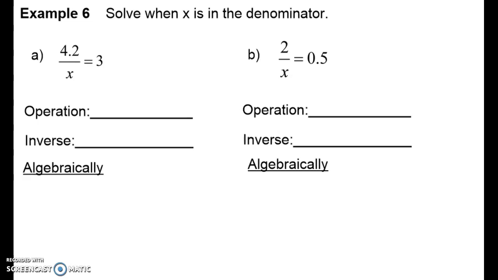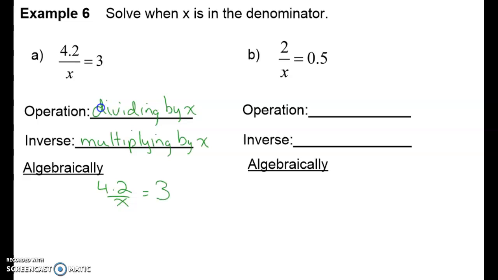For this example, we're figuring out what to do whenever x is in the denominator of a fraction. For part A, we have 4.2 divided by x equals 3. So the operation that's going on here is that we're dividing by x. The inverse of dividing by x is multiplying by x. So let's solve.